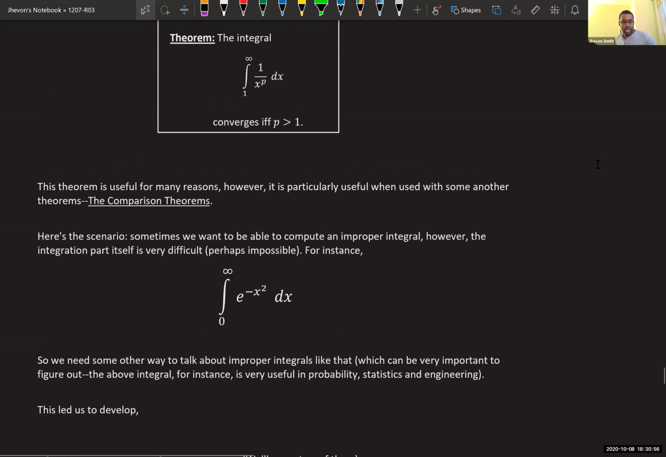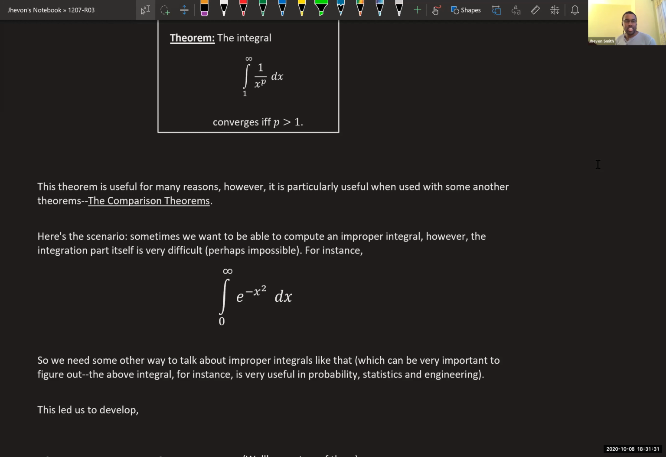For example, I mentioned that e to the minus x squared is a super important kind of function for many reasons. A lot of people would know this from statistics, but it does apply in other areas as well. Here's a scenario: let's say I wanted to compute this improper integral, 0 to infinity of e to the minus x squared dx. If I know how to compute that, I would know how to find the area under a normal distribution. But how would you go about computing that?